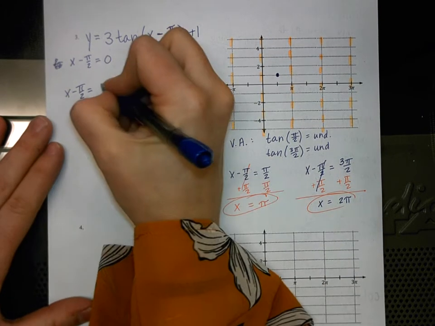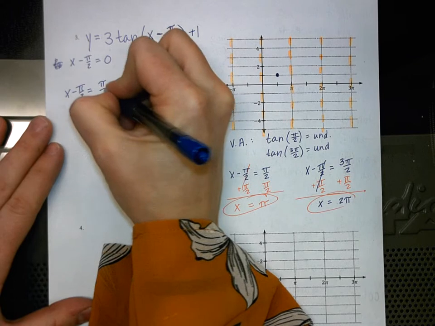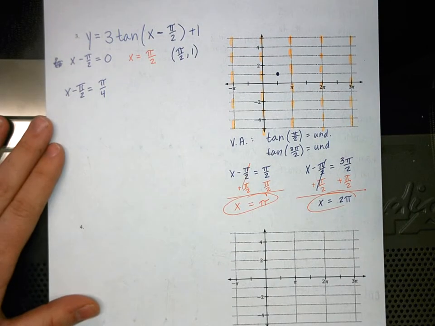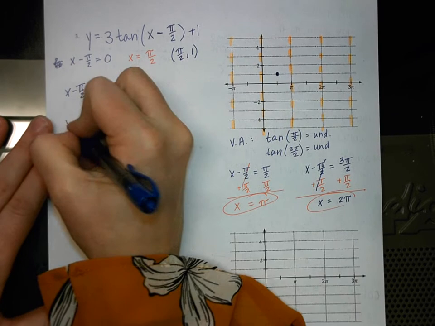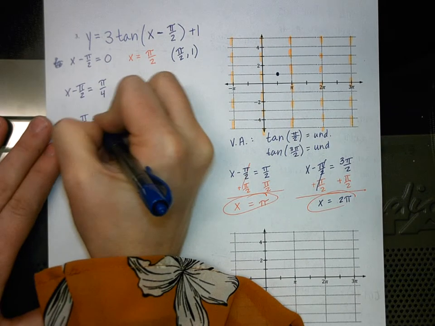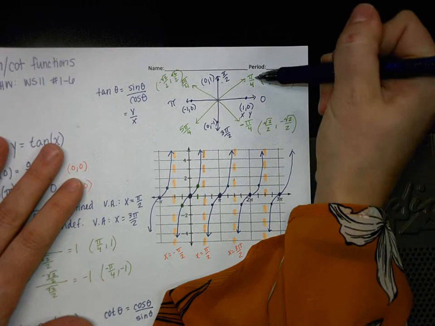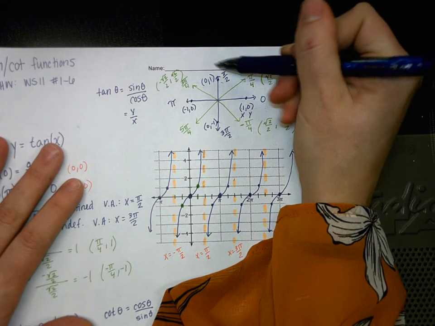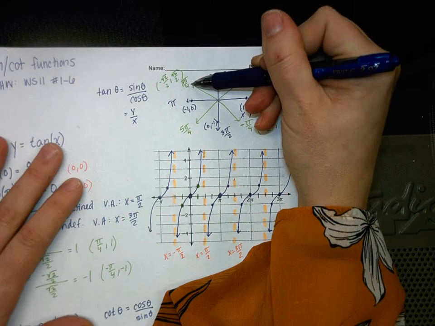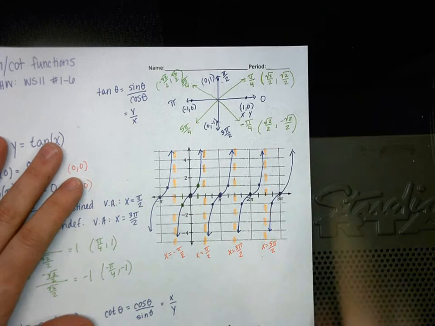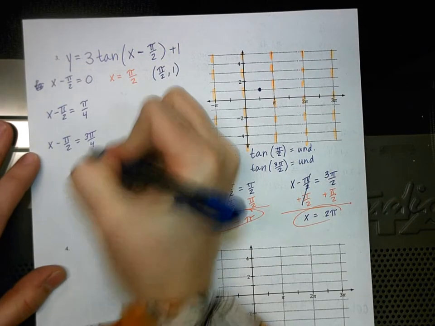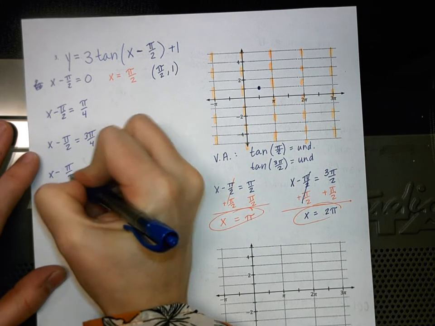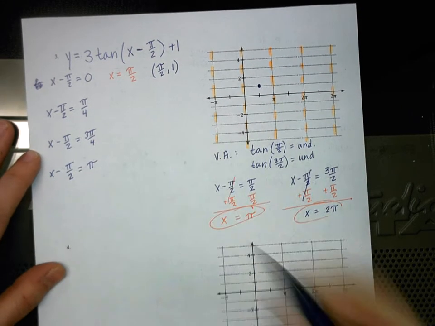We never did pi over 4. So 0, pi over 4, pi over 2. What comes after pi over 2? For tangent, 0, pi over 4, pi over 2. We need to do 3 pi over 4. We need to do pi. Let's see if that's enough for us.